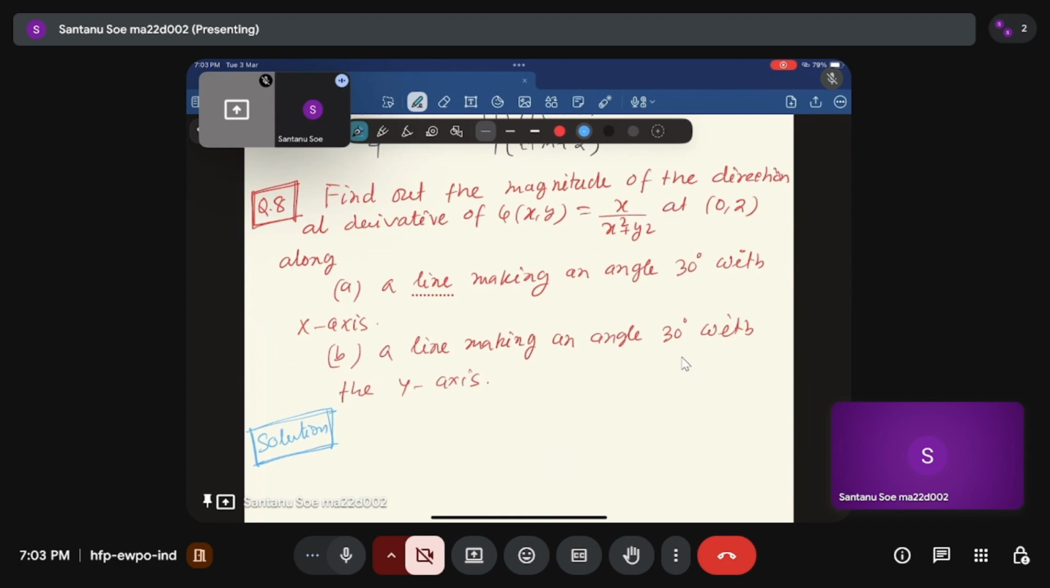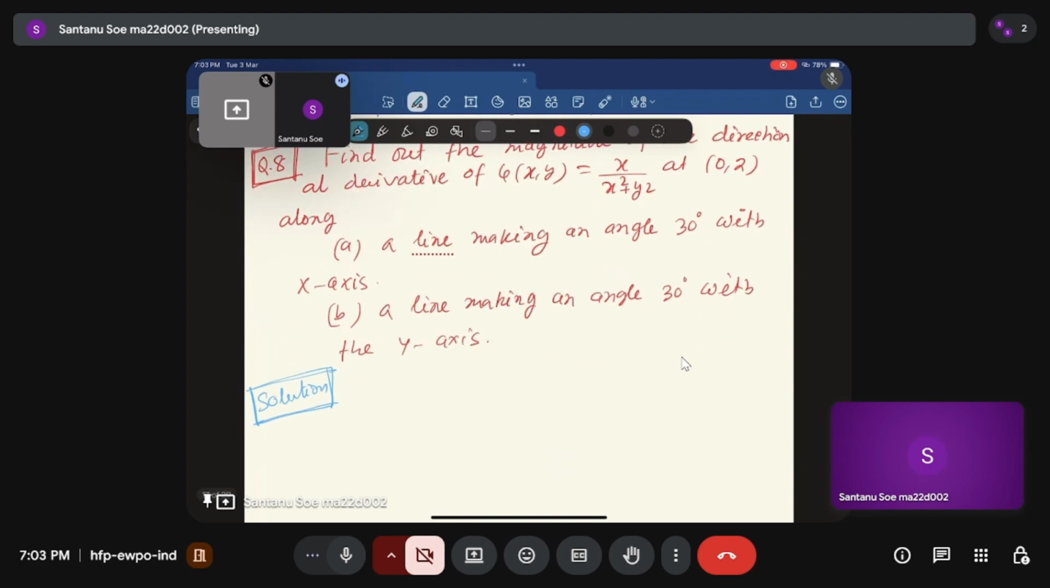Okay, so first we're gonna find out the derivative of phi with respect to both x and y, and then we're gonna calculate the gradient, and then you can just substitute the point 0, 2, and then you can find out the directional derivative using the dot product of the gradient at the point 0, 2 and the direction, correct? Which is line making an angle 30 degree with the x-axis and the line making an angle 30 degree with the y-axis.